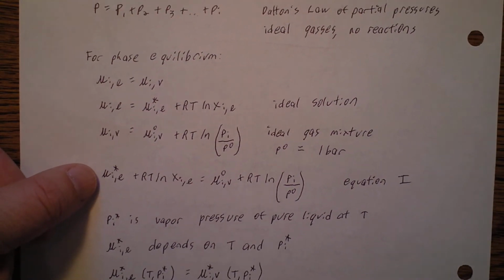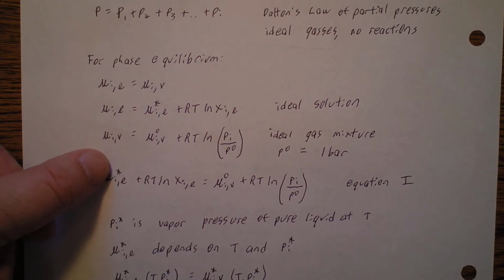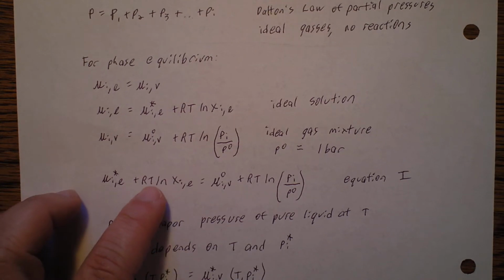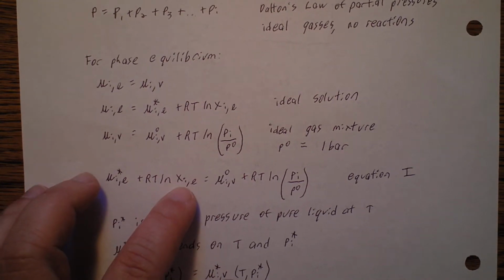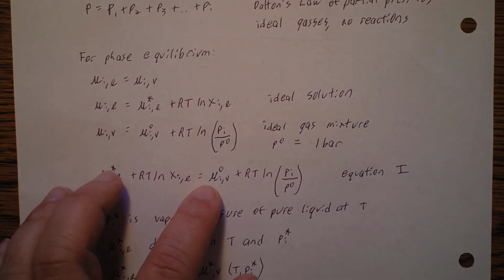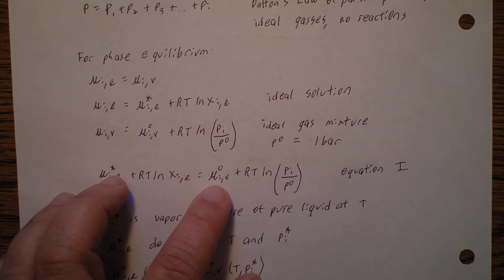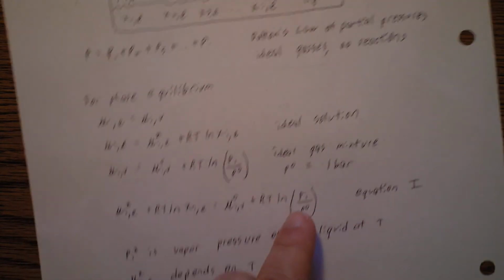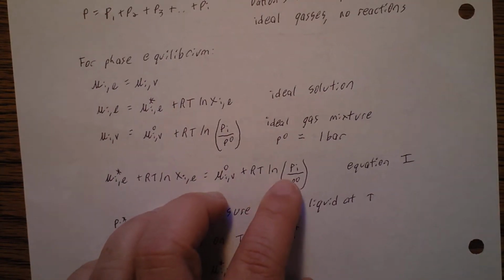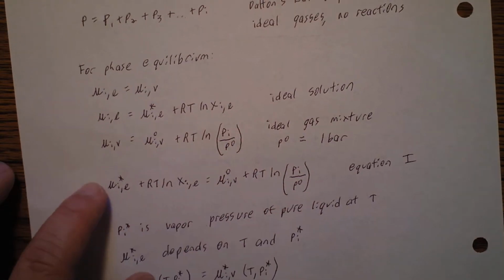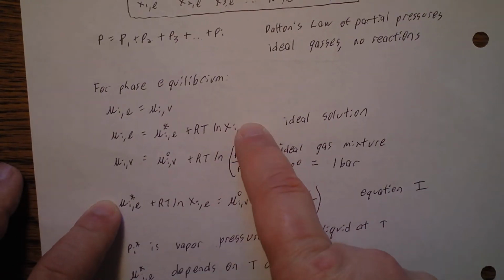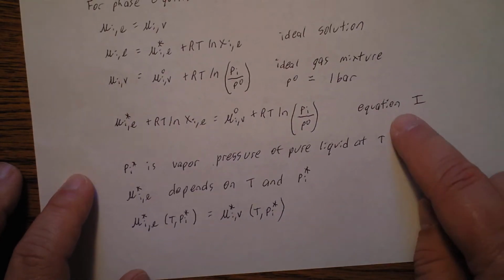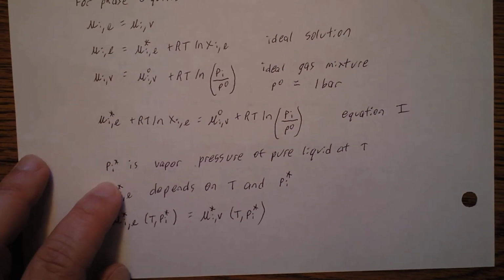Now the chemical potential of I in the liquid form in the pure state plus the gas constant R times the temperature times the natural log of the mole fraction of the substance I in the liquid form is equal to the chemical potential of I in the vapor form in the standard state plus RT times the natural log of the partial pressure of substance I divided by P naught. So what we did was we set these two equal together because they are equal to each other for phase equilibrium. So we're going to call this equation 1 so we can refer back to it later on.